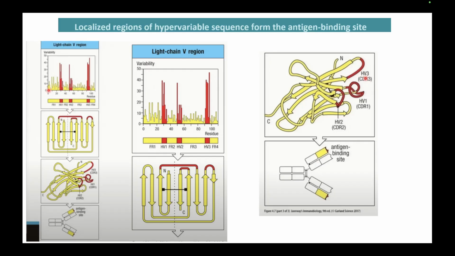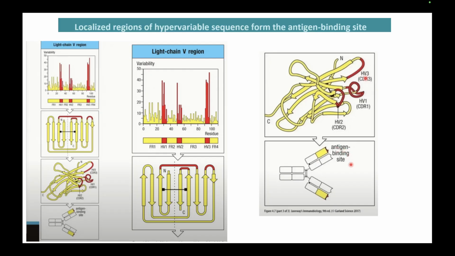So in the entire light chain variable region, in that entire peptide portion, there are certain portions where the variability is very high. When you see the protein in its native conformation, there are three regions. These are called CDR1, 2, 3. They are shown in red color in the antibody structure, and you can see all three lie at the top, where it binds to the antigen.